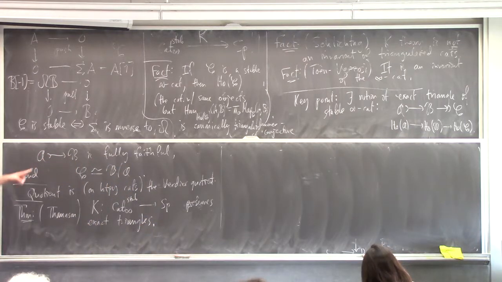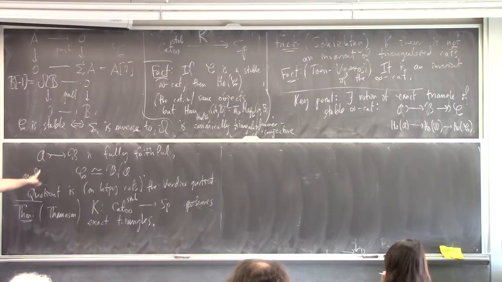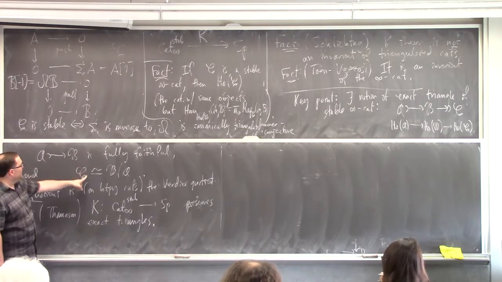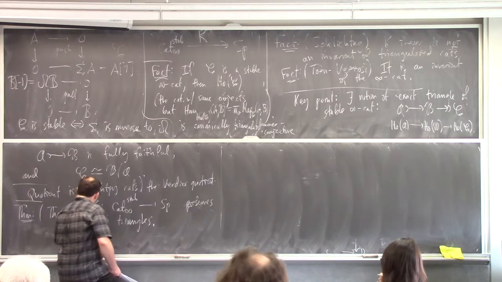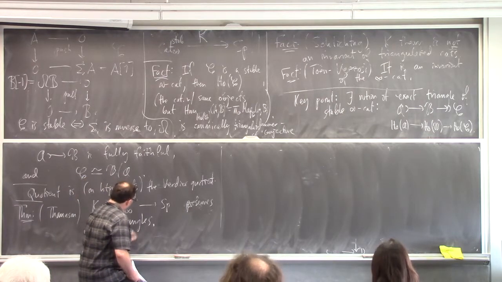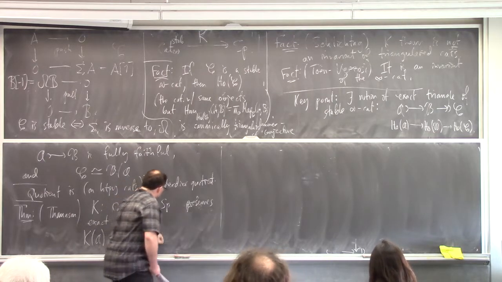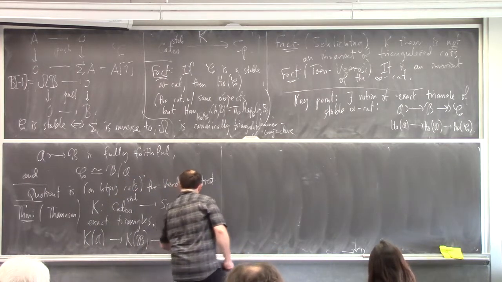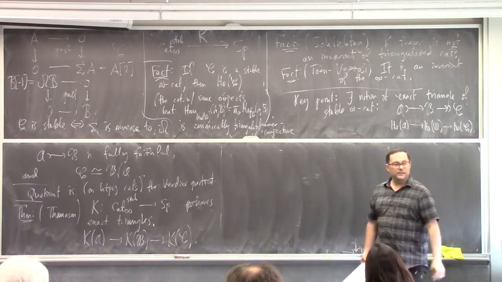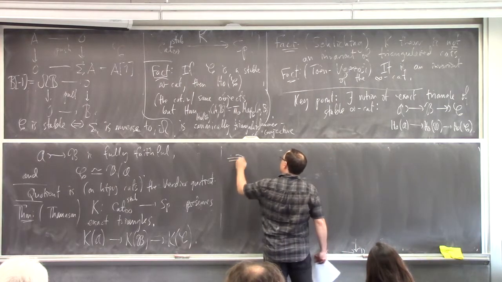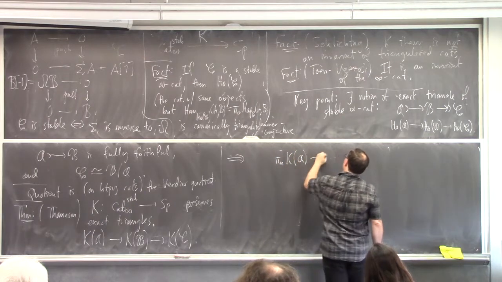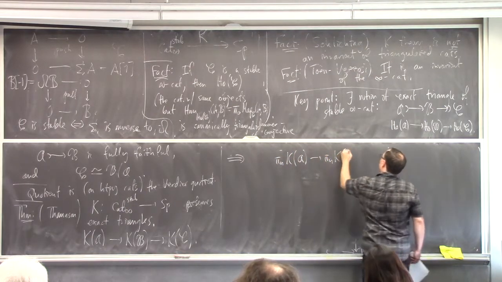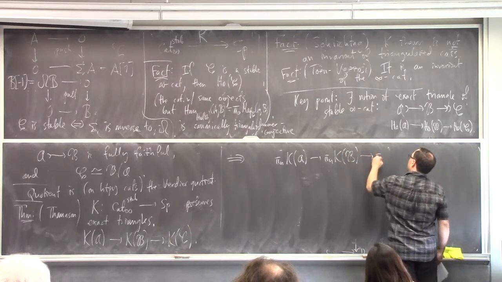So in other words, if I had a fully faithful embedding, and C is the Verdier quotient here, then I'll get an exact triangle of spectra, K of A to K of B to K of C, and that then gives me a long exact sequence in K-groups.